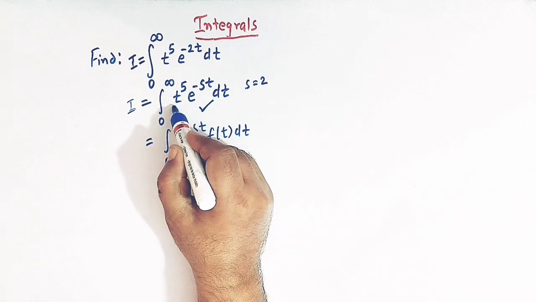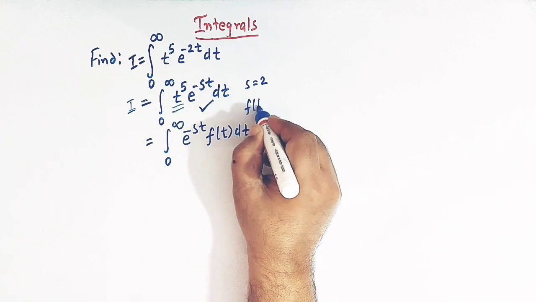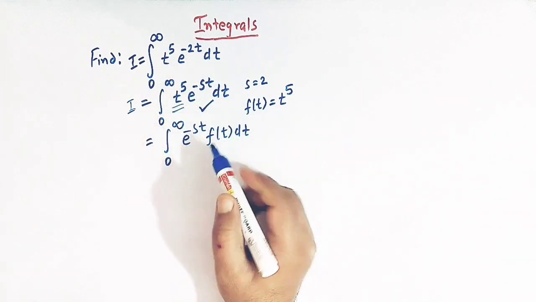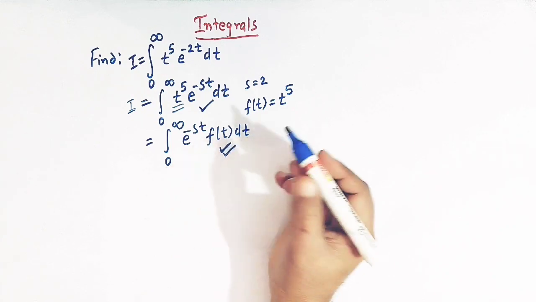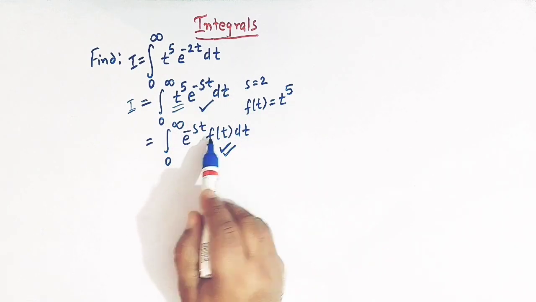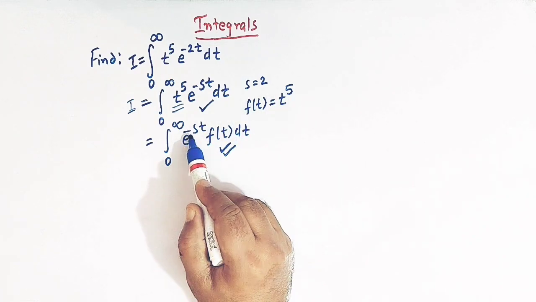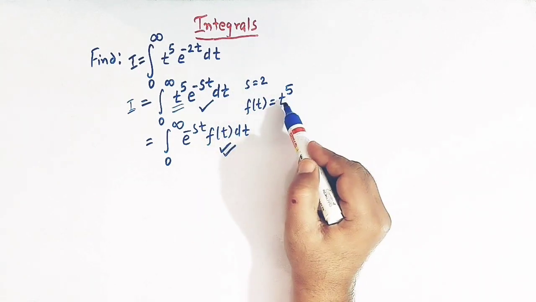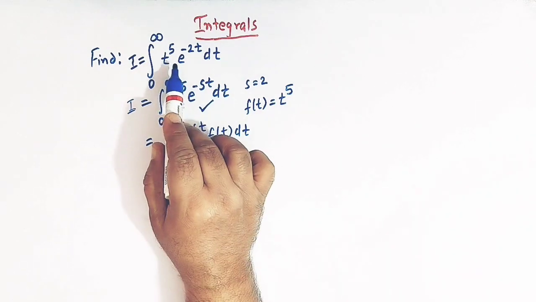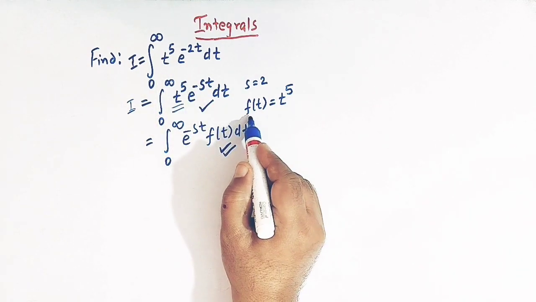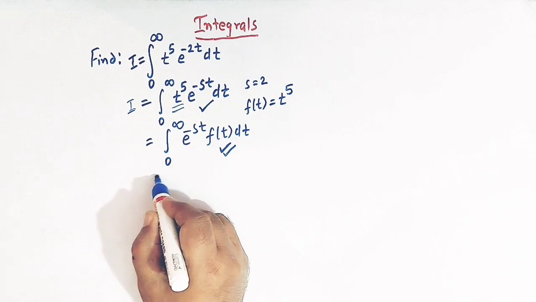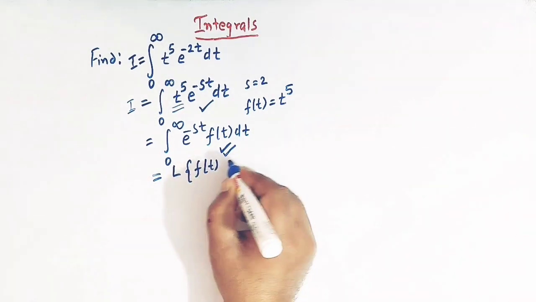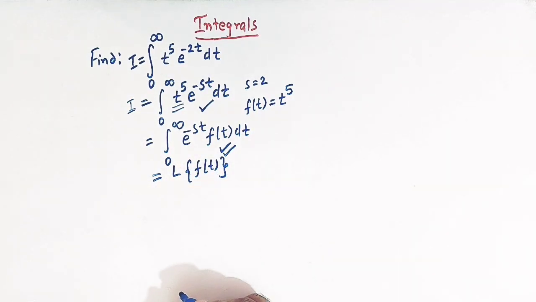So what we have done here, we are writing f of t as t raised to 5. So now this integral is written in this form. Why? Because here f of t is t raised to 5 and e raised to minus st. So when we take s equal to 2 and f of t as t raised to 5, we'll get this integral. And now we can see that this is nothing but the Laplace transform of f of t by the definition of a Laplace transform.